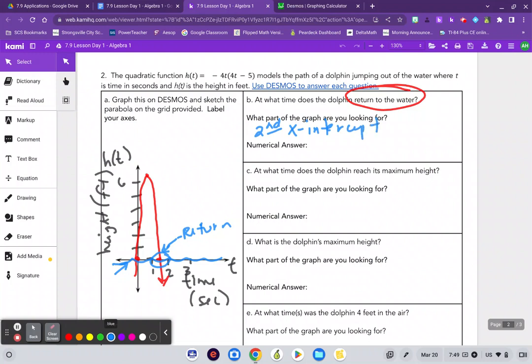And so numerically, t, that's what we're looking for, t, is 1.25, and then we want to label that answer seconds. C says, at what time does the dolphin reach the max height? Okay, so this would be the max height. But we're looking for the time, and the time is the x value.